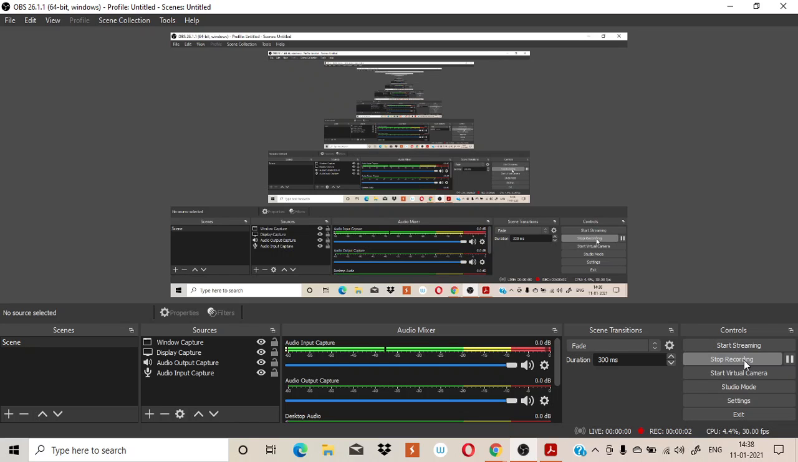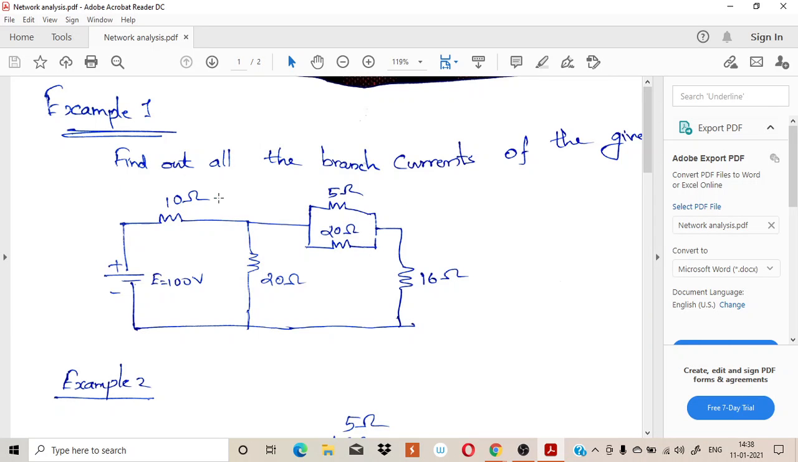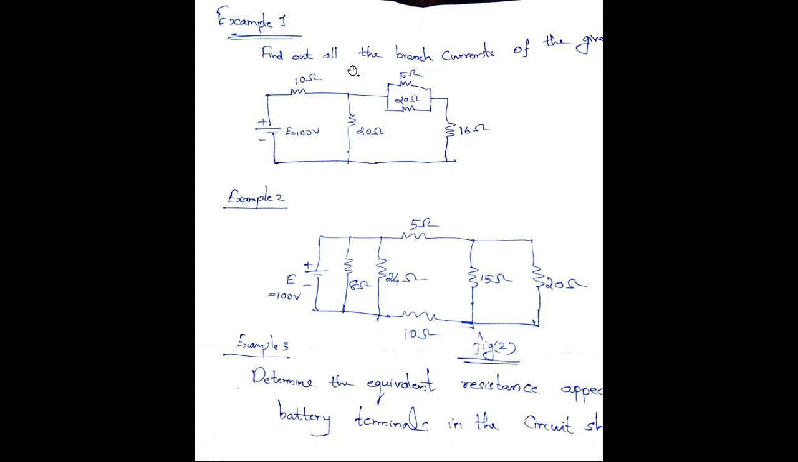Hi friends, in this class we will solve some problems using KCL and KVL and also other laws: Ohm's law, then current division, voltage division. All these rules also we will apply and solve the problem. So let us take up this example. Example 1: find out all the branch currents of the given circuit.